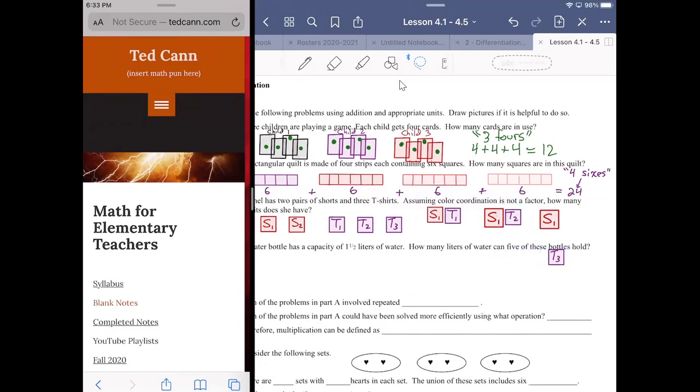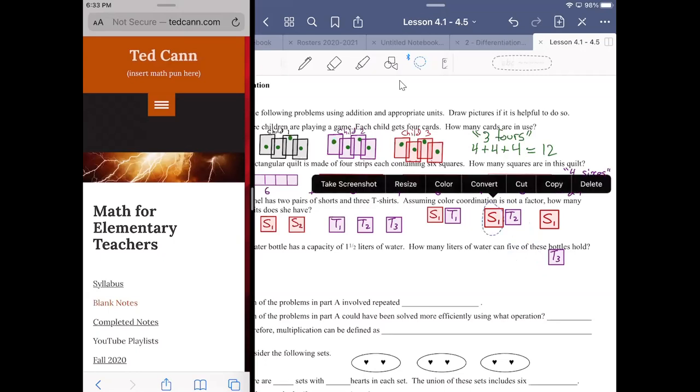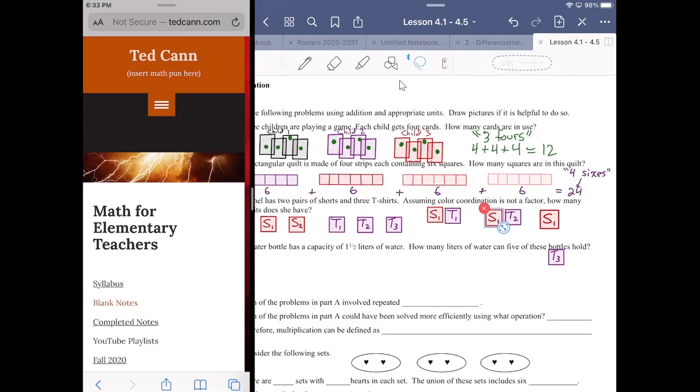Professor. Wait, the students would say something about the color? Are they like that? But the students say something about the color? You see how you put assuming color coordination is not a factor? Like they think like that? Like, oh, well, what color are the shirts?